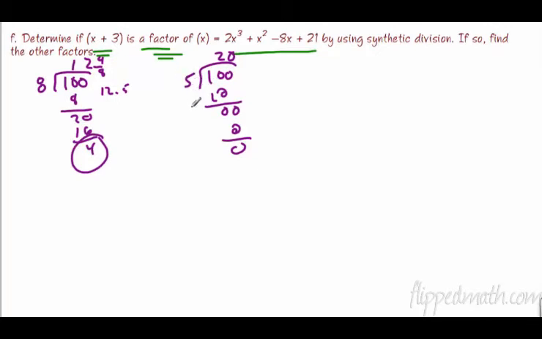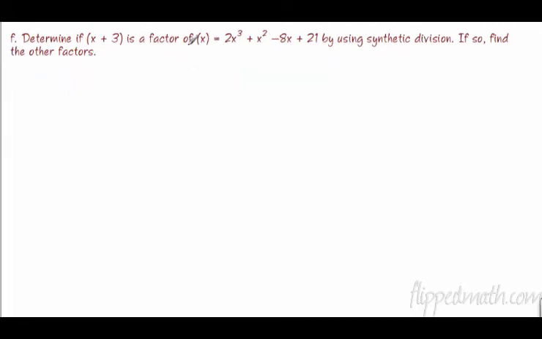So how do we check if something's a factor? Well, you can just divide it out and see if you get a remainder equal to 0. That's the part that we're going to focus on. So I want to divide this polynomial by this binomial to see if it's a factor. Let's use synthetic division. We're going to write down our coefficients. Here we go. We have a 2, a 1, a negative 8, and a 21.